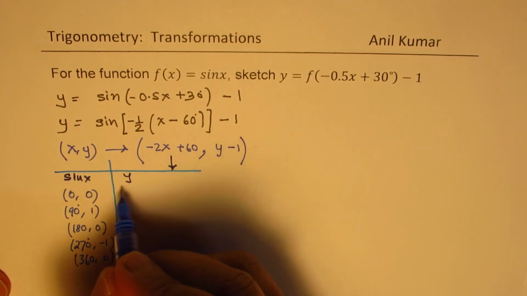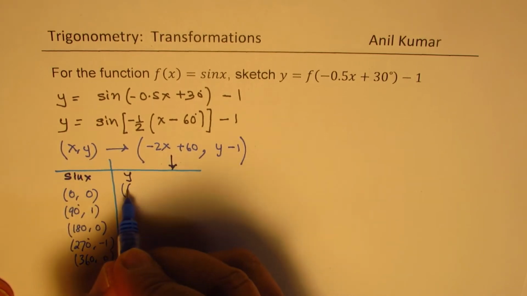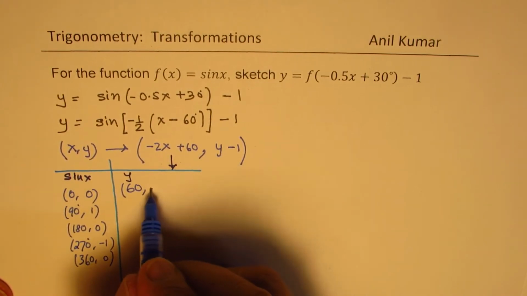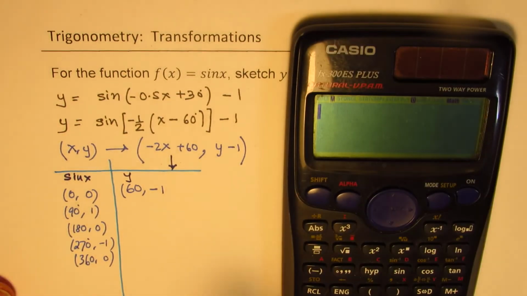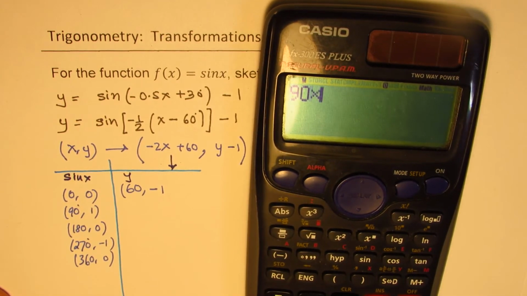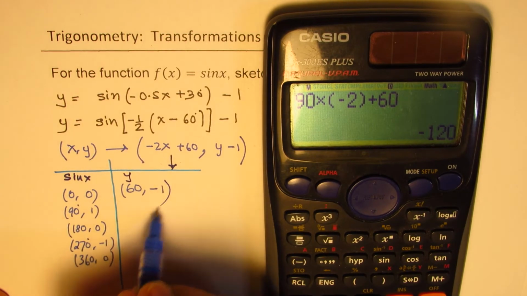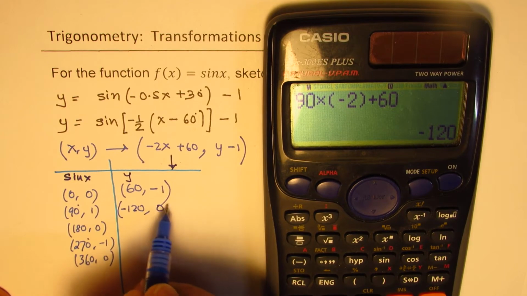So now to calculate the x and y values, you have to multiply this by negative 2 and add 60. So we get 60 here. The y value is negative 1, since this is translated 1 unit down, correct? So let's use the calculator, quickly write down all our answers. So 90 will multiply by minus 2, right? So we'll do 90 times, within brackets, minus 2, and then we'll add 60 to it. So we get minus 120, right? So this position is minus 120. Taking away 1 from 1 gives us 0.